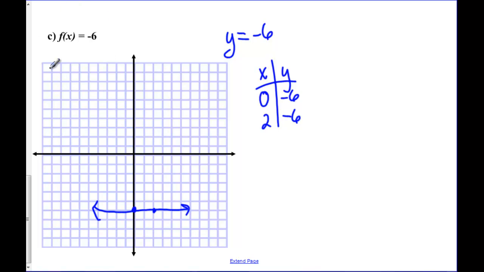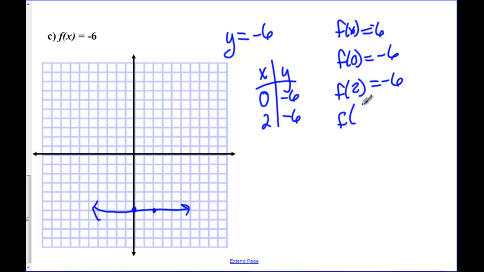And then actually this one looks really weird because you have f of x equals negative 6. So f of 0 equals negative 6. F of 2 equals negative 6. F of whatever you want is going to be negative 6 because there's no x. So you can plug whatever x you want in there, but it's not going to change anything, right?